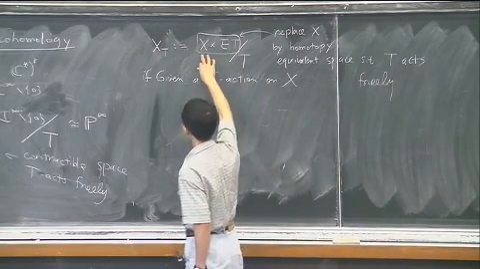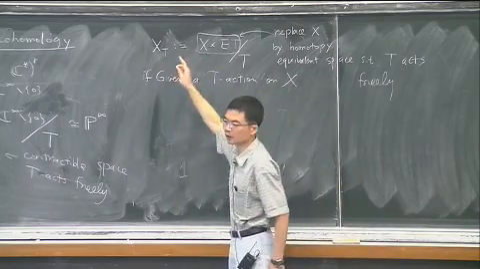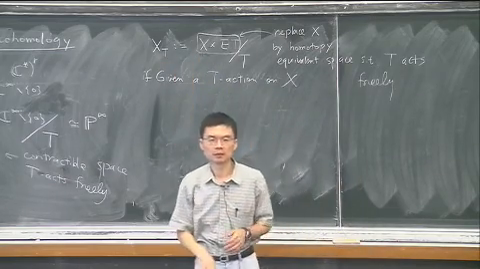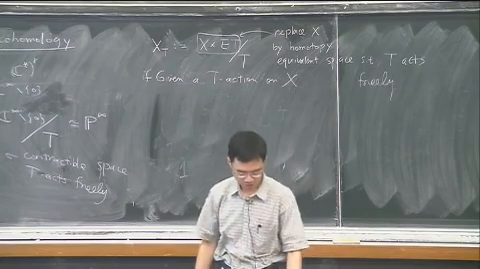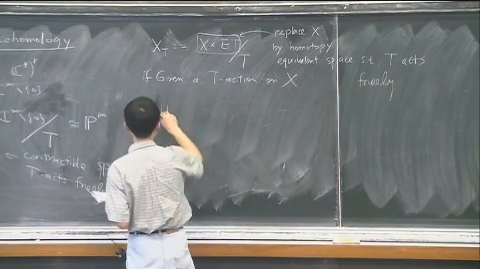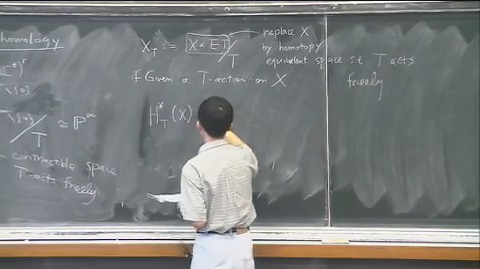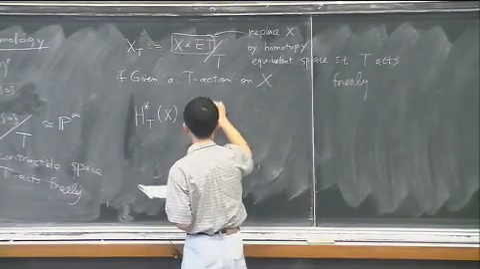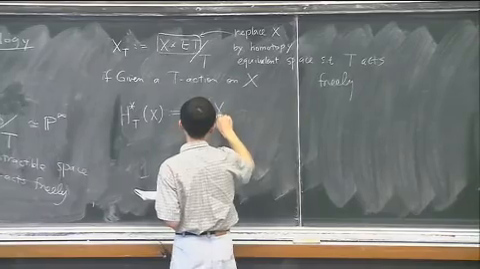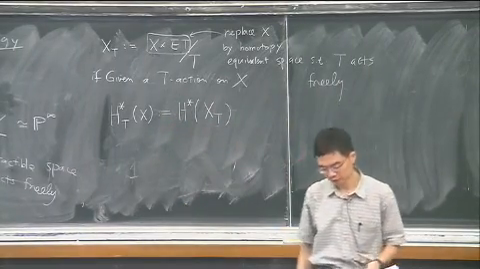For example, if X already has a free T action, you can just think of this as X quotient by T. But if not, I want to replace that with something on which T acts freely. So I define my equivariant cohomology to be the cohomology of this quotient. This is a homotopy quotient instead of a real quotient.